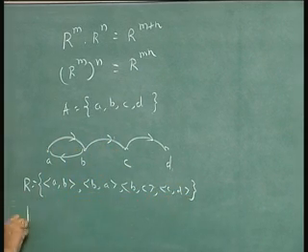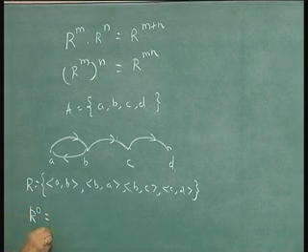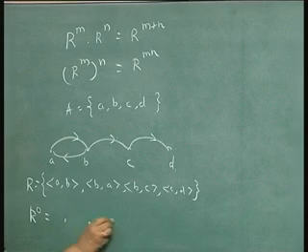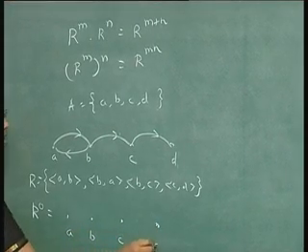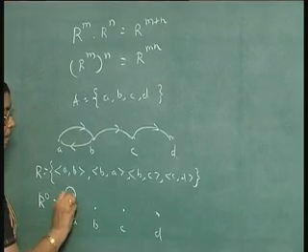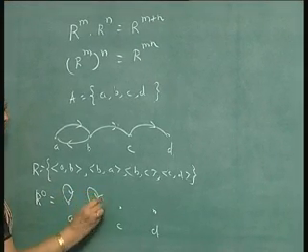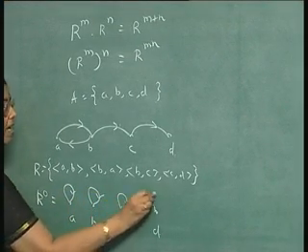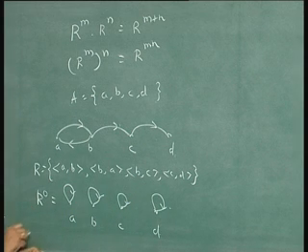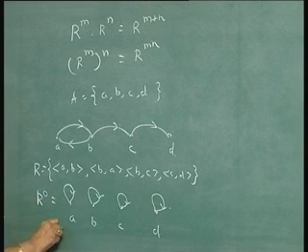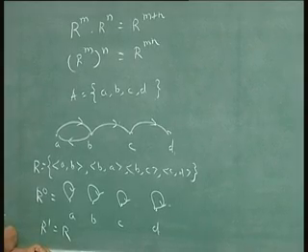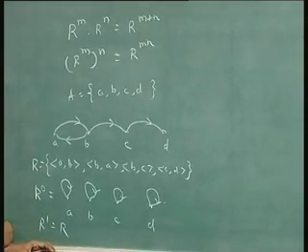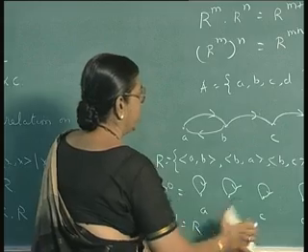Now, what is R power 0? R power 0 is the equality relation on this set. So, that can be represented by the diagram like this. It consists of the pairs AA, BB, CC and DD, and R power 1 is R. Now, what can you say about R squared and R cubed?